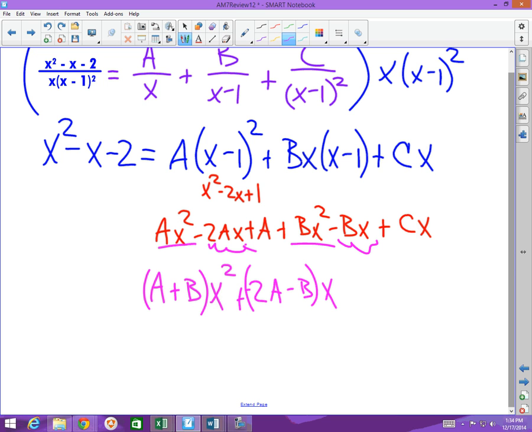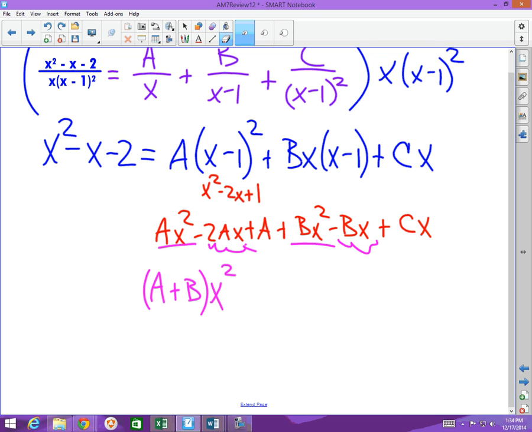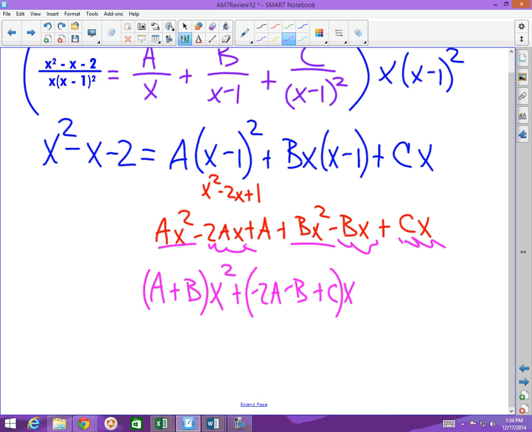Oh shoot, I missed the c. Let me start that part over. There's also a c here. So take an x out. Get a negative 2a minus b plus cx, and then the only other one is plus a. And that has to equal this x squared minus x minus 2.